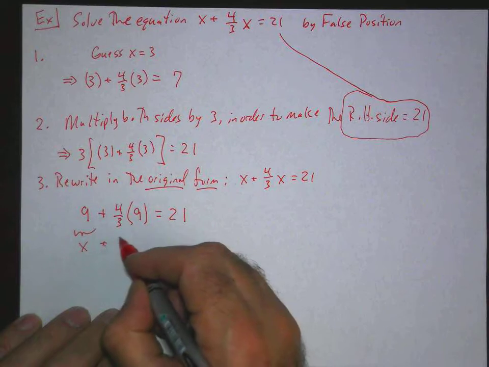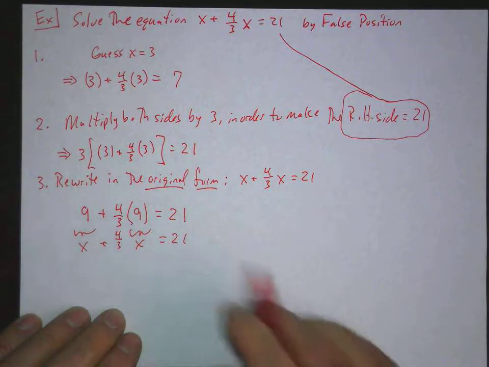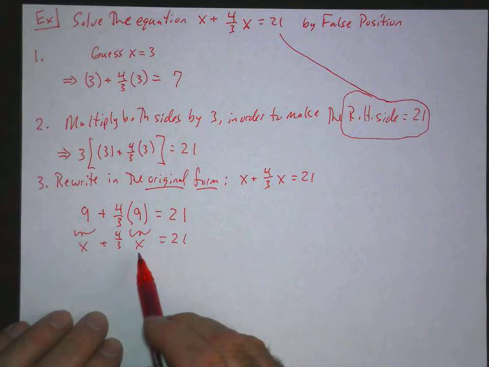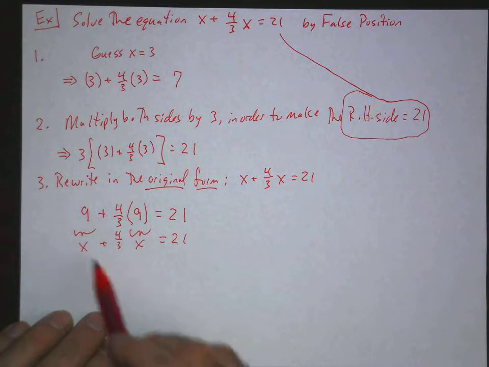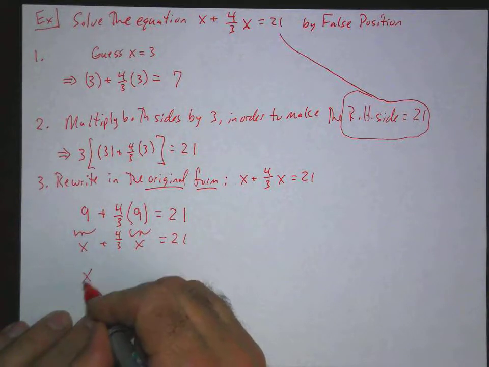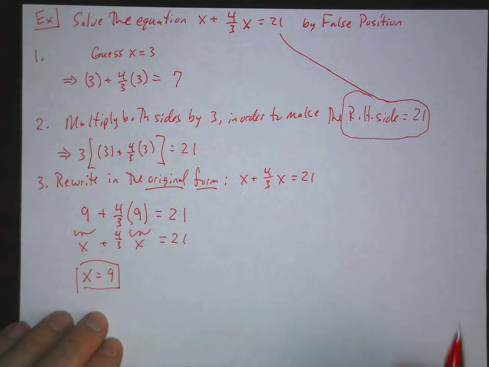x plus 4/3 x equals 21. Well, what is x equal to? Since we have our equation written in the original form, clearly x equals 9. Cool. Now let's try this with another example. That one went well. Let's just do another one.